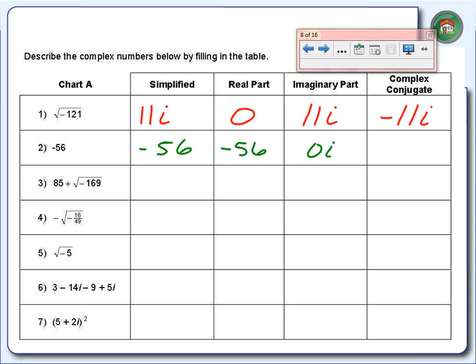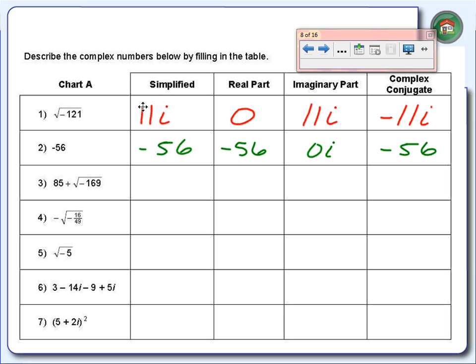What's my conjugate going to be for a negative 56? Negative 56. Remember, we don't change that one. We only change the imaginary part. The real part stays the same. Okay, going on to the next one.